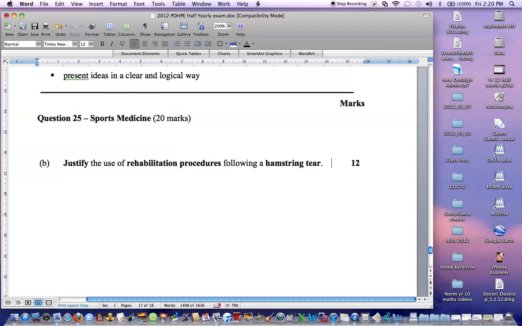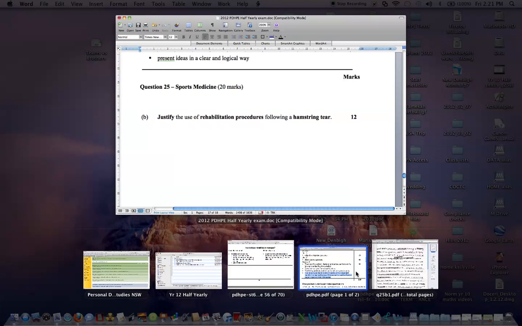Question 25, Part B, asks students to justify the use of rehabilitation procedures following a hamstring tear. It's worth 12 marks. I've already included here the areas that we're concentrating on. So we're looking at justify, rehabilitation procedures, and it has to be related to a hamstring tear. We go and have a look at our syllabus.